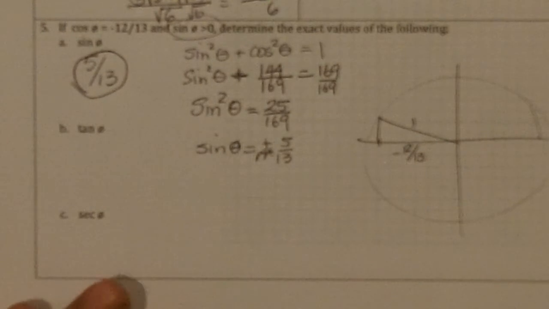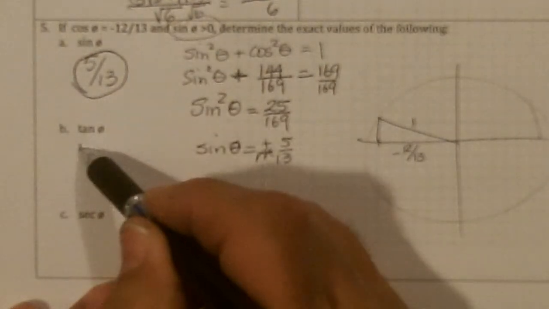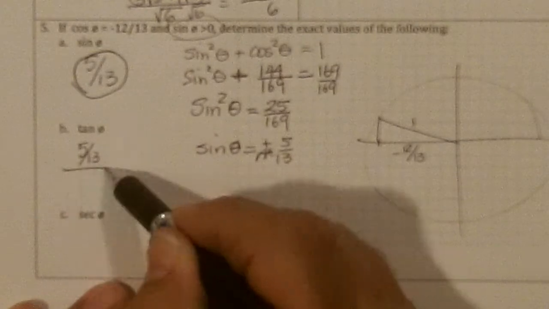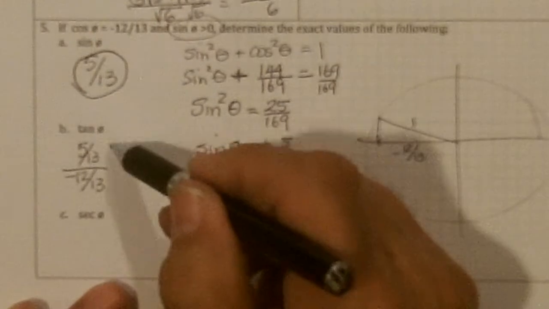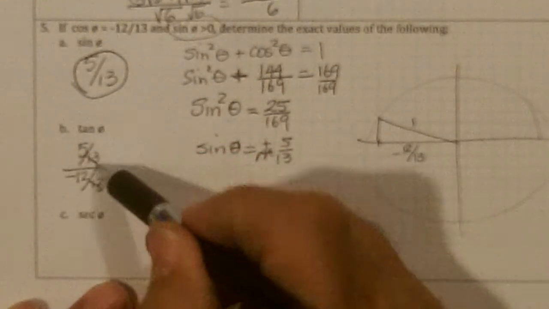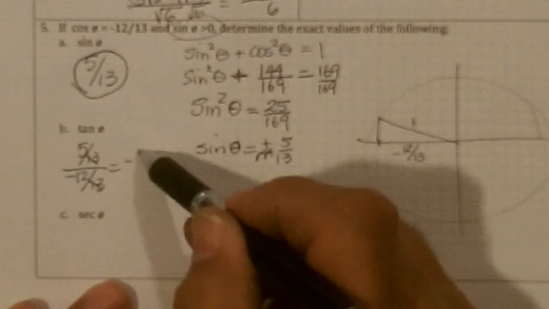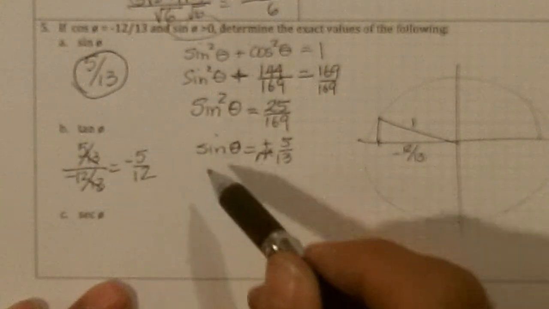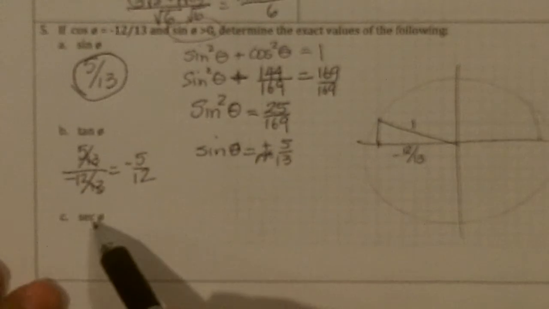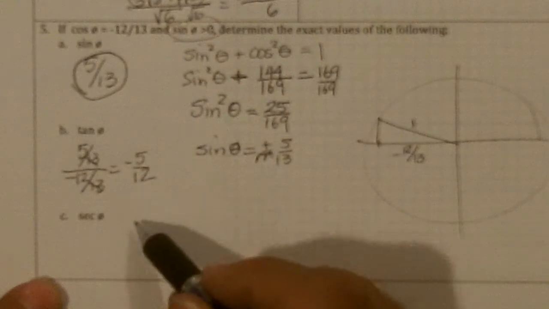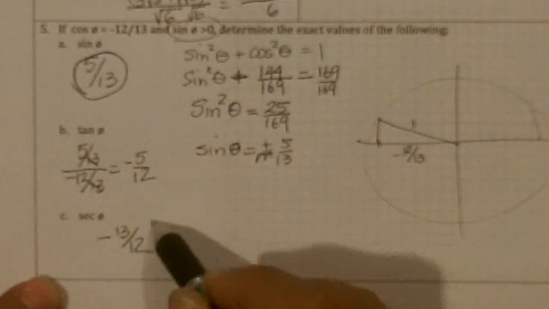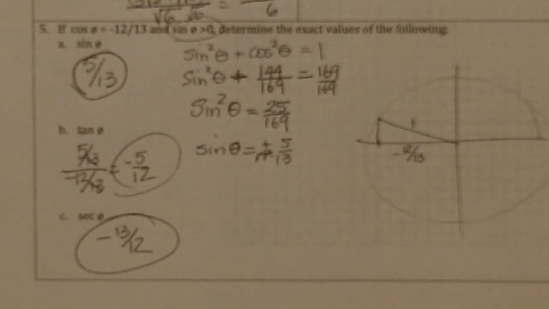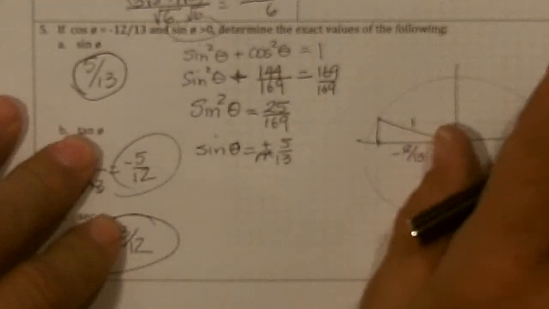And therefore the tangent, which is sine divided by cosine, and if I multiply numerator and denominator by 13, these 13's cancel, and I get negative 5/12. And the secant is the reciprocal of the cosine, and the cosine was negative 12/13, so the secant is negative 13/12. Okay, that's page 1.